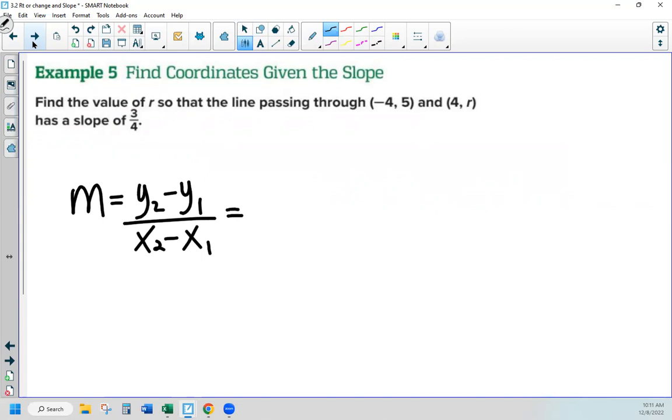All right, so let's call this, you guys want to call this 2 or 1? Doesn't matter. I'll call this 2 and I'll call this 1.